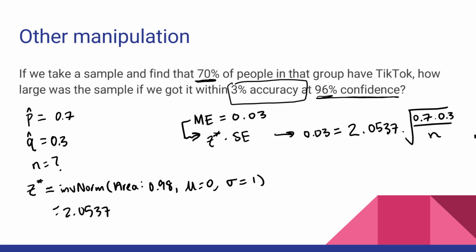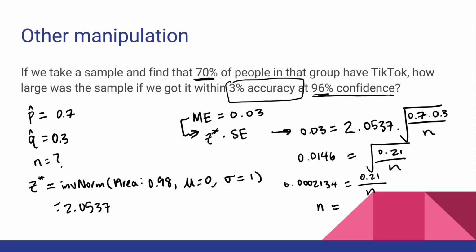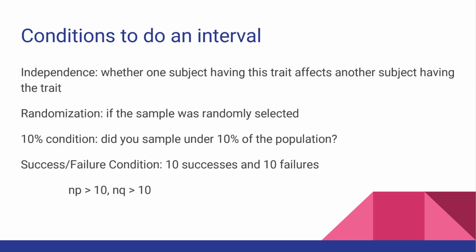Solving this equation to isolate n, we divide by 2.0537 on both sides to get 0.0146 is equal to the square root of, I multiplied our 0.7 and 0.3, so 0.21 over n. Then solving that out, we get that n is equal to 984.126. So our sample was about 984 people.